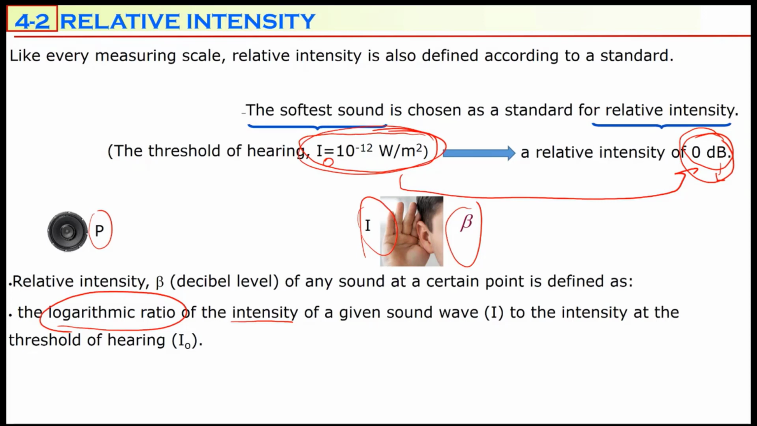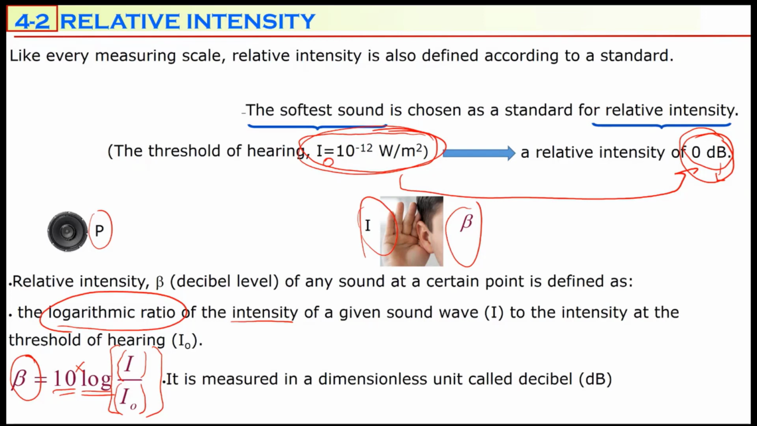So we are going to divide the intensity of any sound by the threshold of hearing. So it's a ratio, but it must be a logarithmic ratio. So that ratio must be inside the logarithm. Then we are going to multiply by 10 to get the relative intensity or decibel level of any sound at any point. We can get this by this equation.